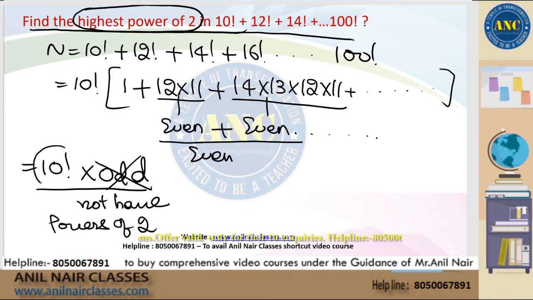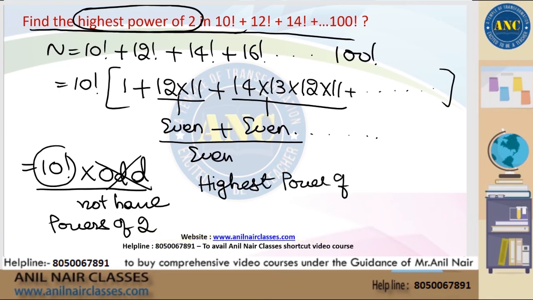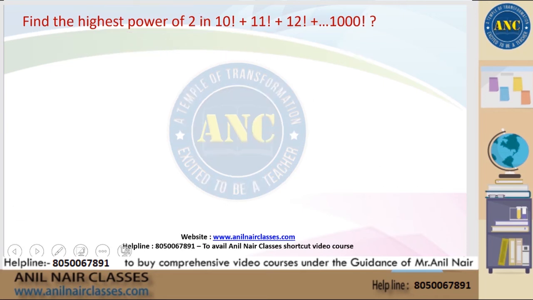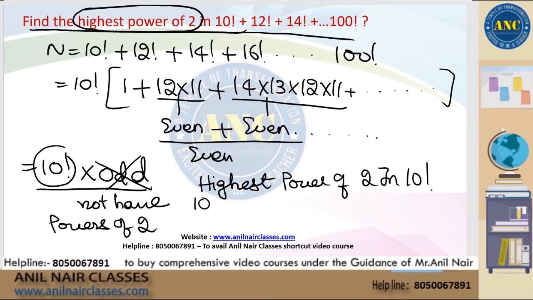So the question came down to finding the highest power of 2 in 10 factorial. So if I divide 10, 2 5s are 10, 2 2s are 4, 2 1s are 2. 5 plus 2 plus 1, answer is 8.